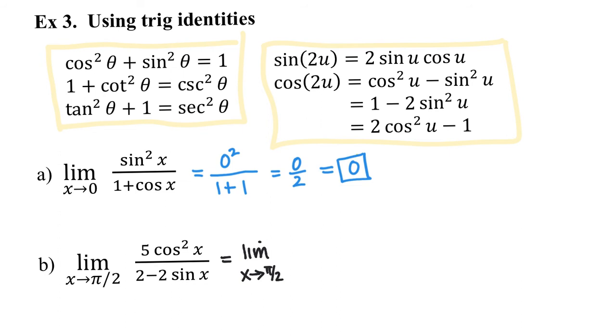Okay, the denominator has sine in it, so I'm going to do a substitution for cosine squared. Remember, cosine squared is the same as 1 minus sine squared. Okay, and in the denominator, I'm going to go ahead and take out a common factor. So I can take out the 2.